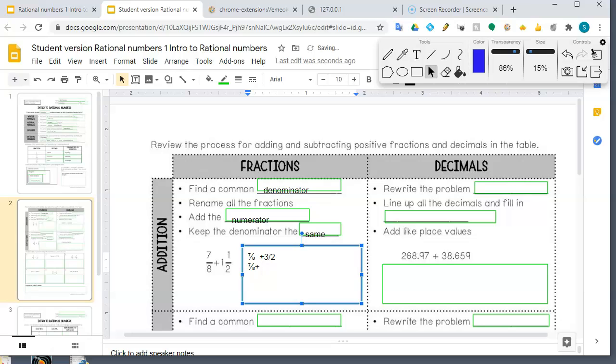That's 8. We're going to multiply the top and bottom by 4 here. So we're going to get 12 over 8. So we've got 7 over 8 plus 12 over 8. That's going to be 19 over 8. And if we wanted to write that as a mixed number, 8 goes into 19 2 times. That's 16, so there's a remainder of 3 left over. So 2 3/8.